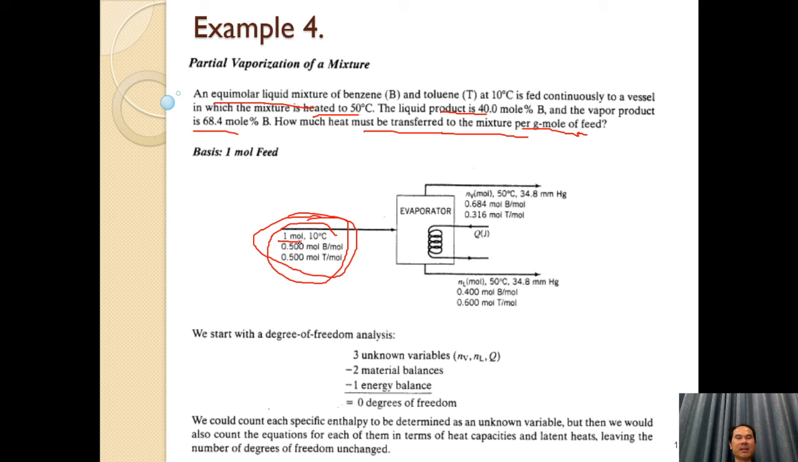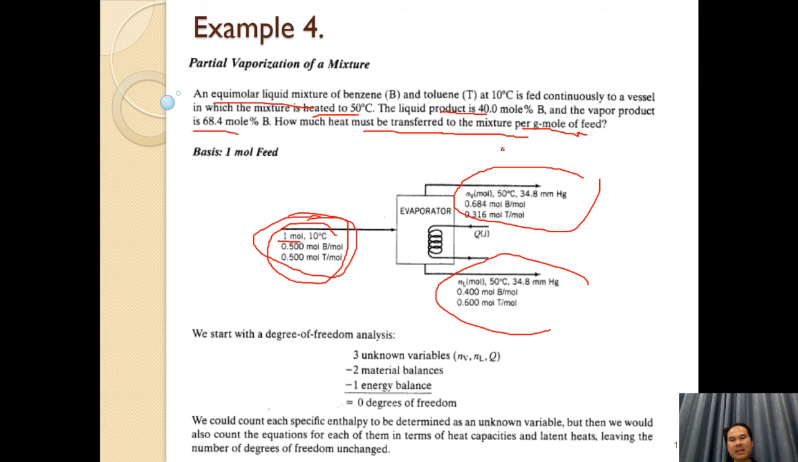Per gram mole, that means feed it per gram mole, and then you can base it on 1 mole of feed. For this case, we know 1 mole of feed, and you know the composition and temperature of the feed. And the product after evaporation, we have two phases: vapor phase and liquid phase.